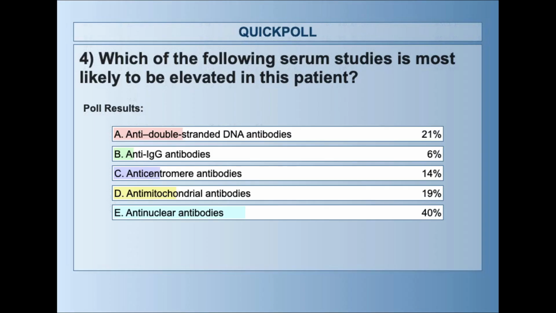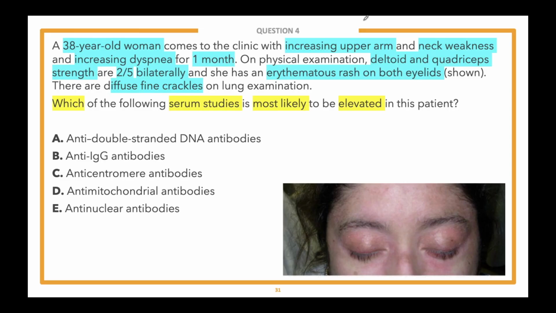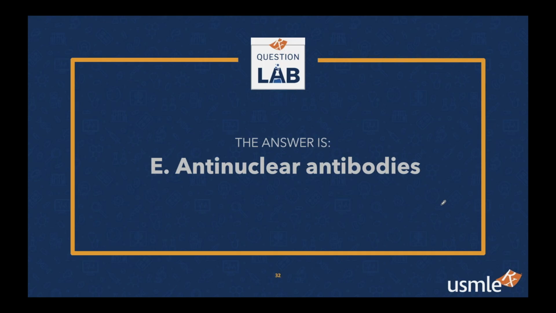Let's take a look and see what you selected. Looks like we have a clear favorite with 40% of you selecting anti-nuclear antibodies. In second place, we have anti-double-stranded DNA antibodies, and in close third place, anti-mitochondrial antibodies. So let's see what the correct answer is. The correct answer is E, anti-nuclear antibodies. And 40% of you got it right, so great job.